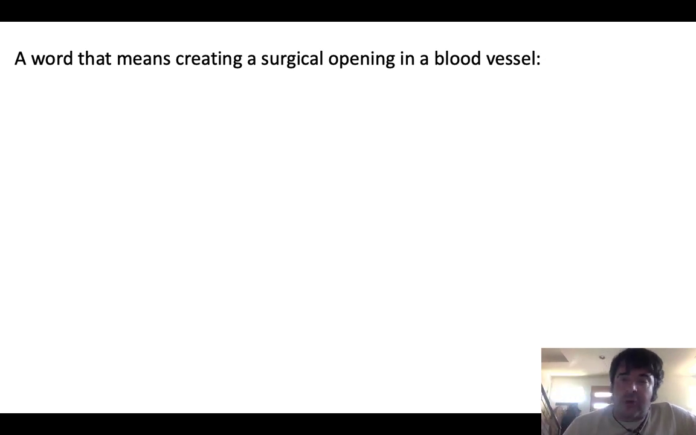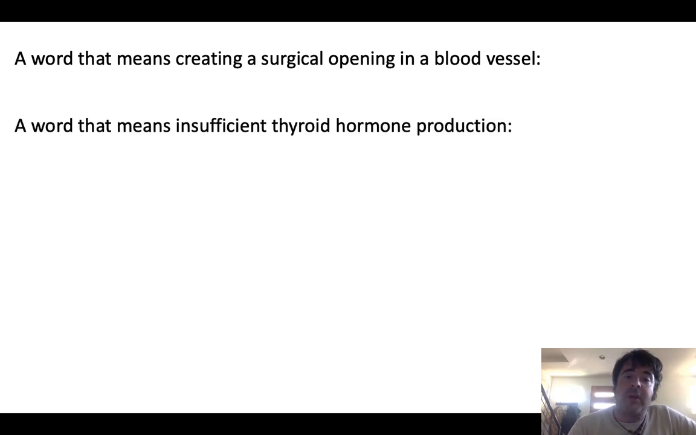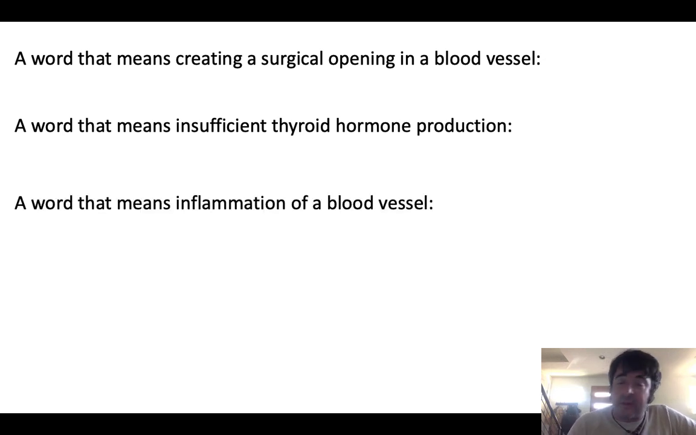A word that means surgical opening in a blood vessel. Phlebotomy. A word that means insufficient thyroid hormone production. So we have hypo, which means below, thyroid, which pertains to the thyroid gland, and ism, which is a condition of, usually. It doesn't imply inflammatory or non-inflammatory, it's just a condition of. So a condition of hypothyroidism. Break the words down. A word that means inflammation of a blood vessel, right?